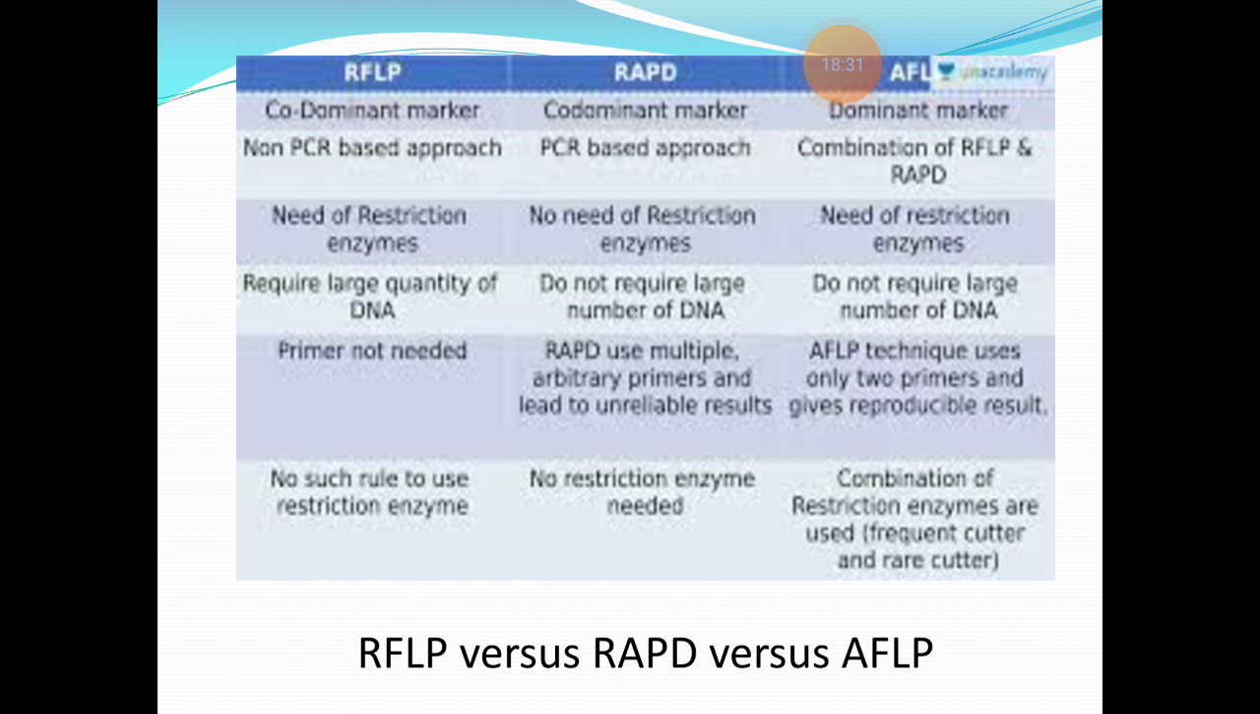Then in RFLP, there is no such rule for which restriction enzyme to use. Anything you can use. RFPD, you don't use restriction enzyme at all. AFLP, a combination of restriction enzymes is used. Okay, frequent cutters and rare cutters. So this slide briefs you on RFLP versus RFPD versus AFLP. It gives a comparative account of the 3.